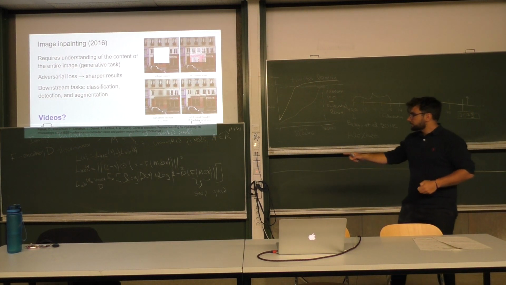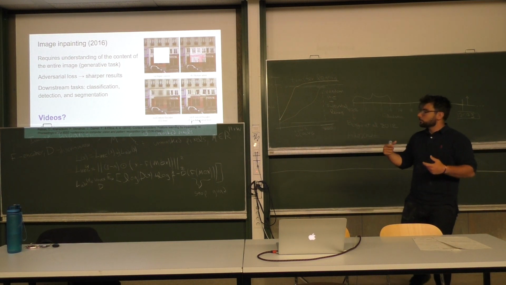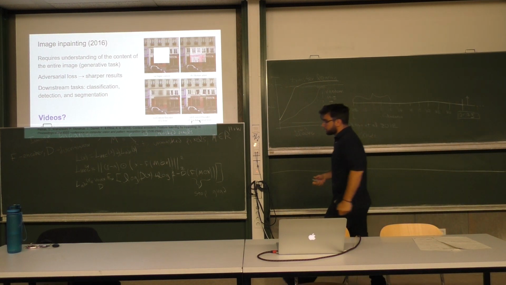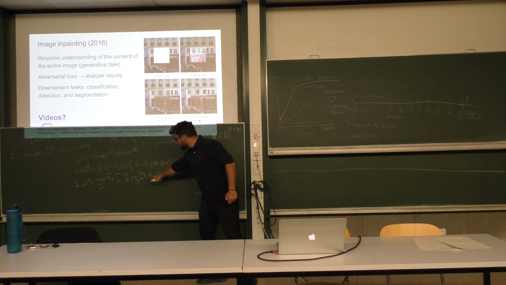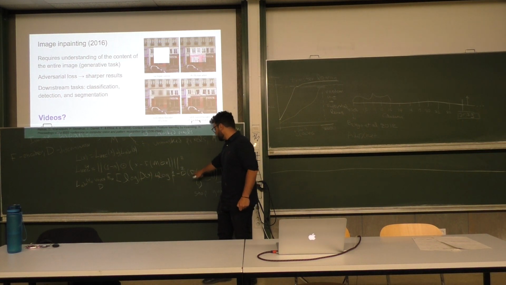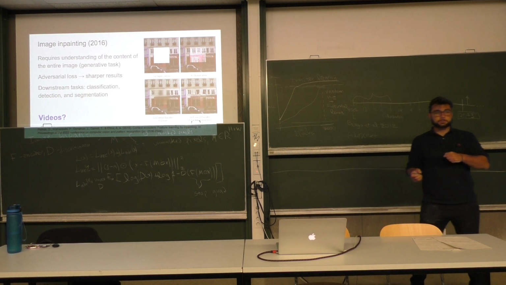And what about the adversarial loss? It makes the images more realistic looking, because basically we're trying to make it impossible for the discriminator to distinguish between the real image X and the generated one, F of M element-wise multiplication X. Any questions?